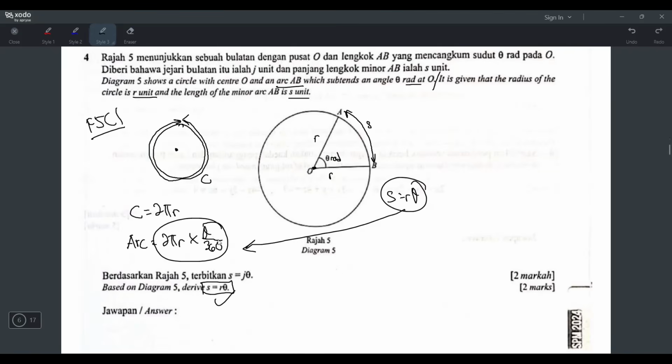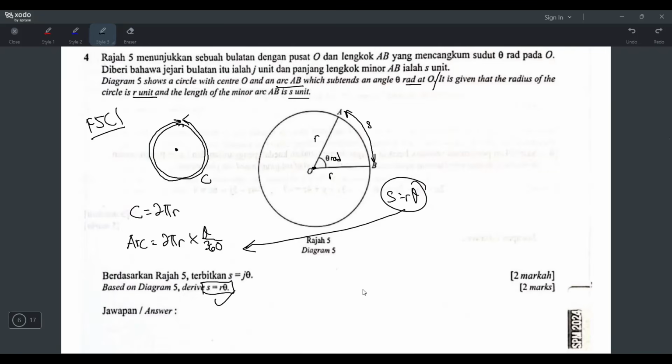Yeah, because imagine if your theta is in radian, so it becomes what? 2 pi r times theta over 360, right? So the theta would be in radian, but 360 in radian is 2 pi. And then when you cut, you see you're left with r theta, right? That's why the arc formula is r theta.